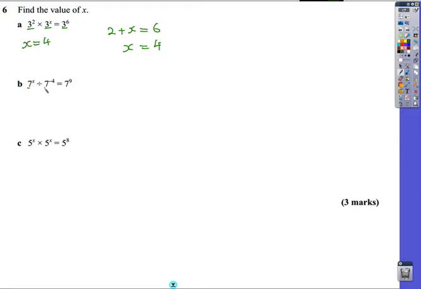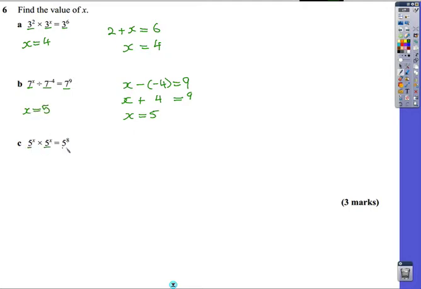Now we're dividing the same bases, so we're going to subtract the powers. So something minus minus 4 is 9. So x minus minus 4 is 9. Same signs make a plus. So x plus 4 is 9. And by inspection x is just 5. So x is equal to 5.